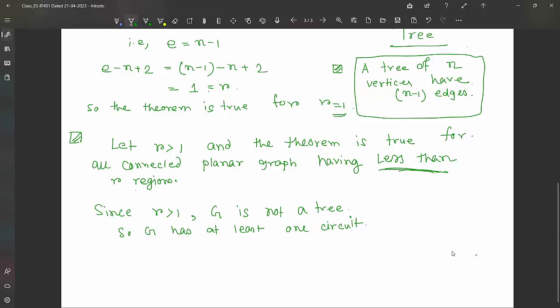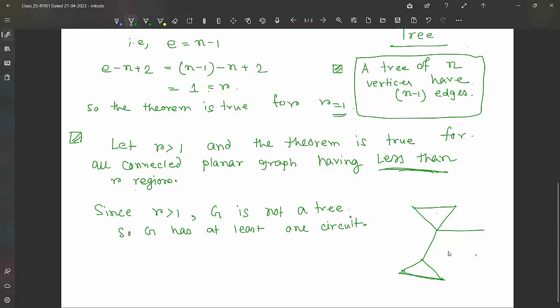And suppose this is our tree, but this time R value is greater than 1. So there may be more than one number of cycles or circuits. There may be 2 circuits, maybe 3 circuits, because there are multiple numbers of regions now. And it is not a tree. So we can say that since R greater than 1, G is not a tree. So G has at least one circuit, at least one, maybe more than that also.